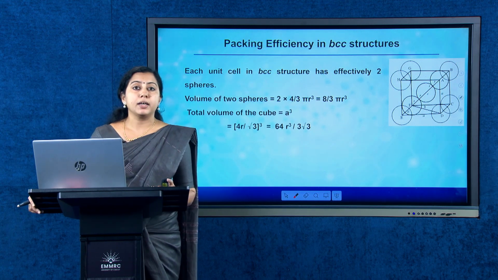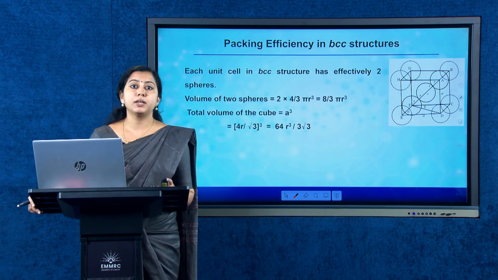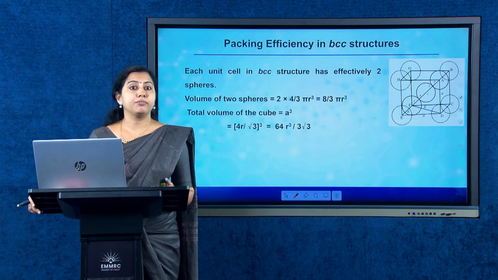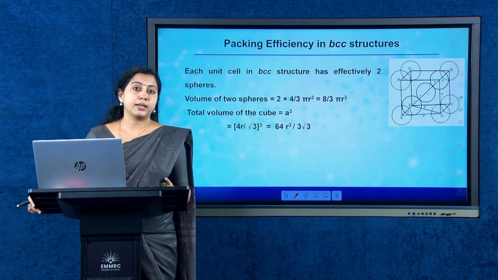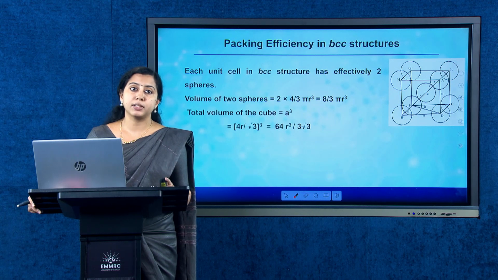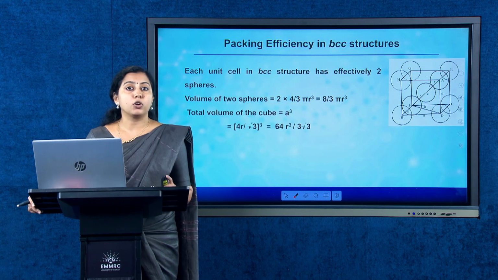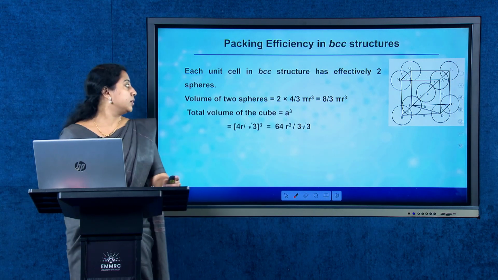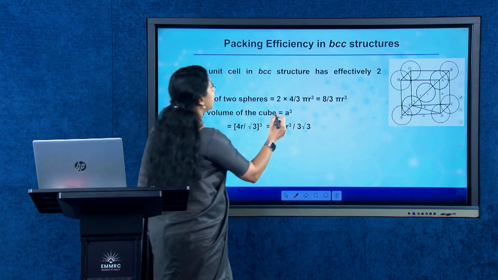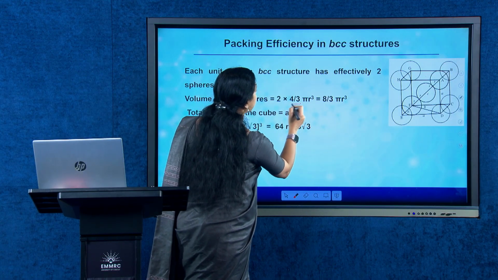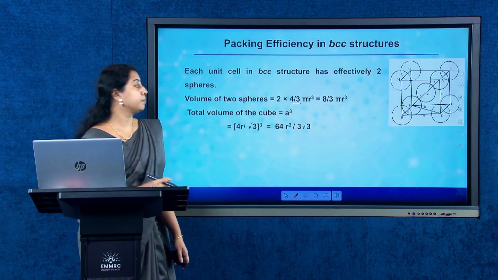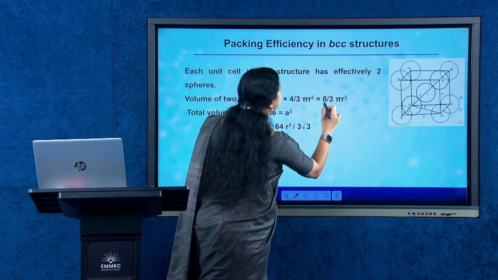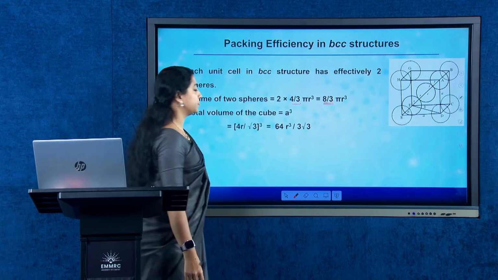We know that in a body centered cubic arrangement, each unit cell has effectively 2 spheres. There will be 8 atoms at the corners and 1 at the body center. So, in effect the contribution will be 2. So, the volume of the 2 spheres will be equal to 2 into 4 by 3 pi r cube, where 4 by 3 pi r cube is the volume of one sphere. So, that is equal to 8 by 3 pi r cube.